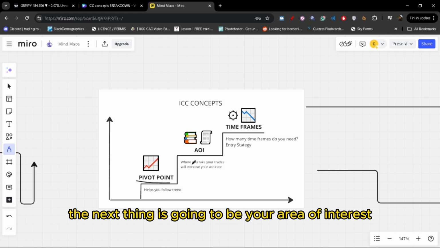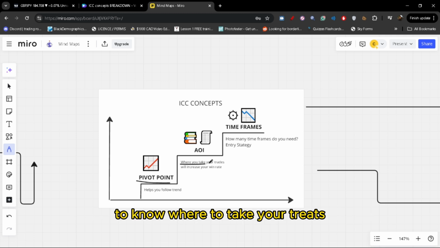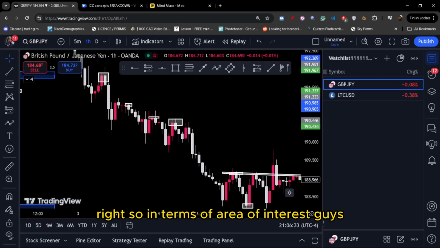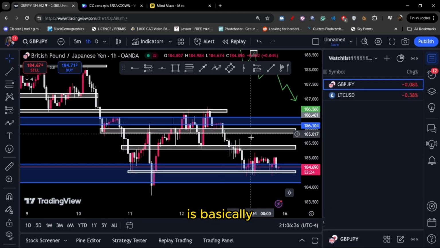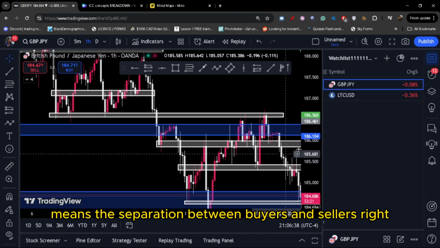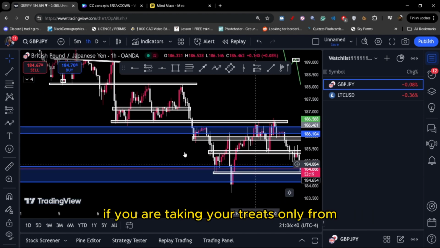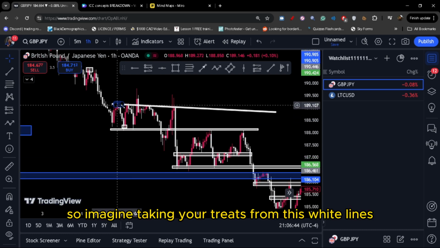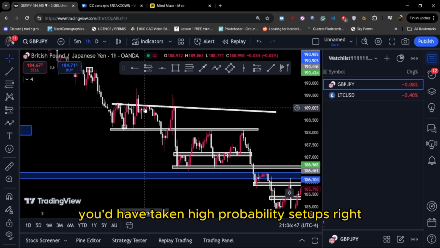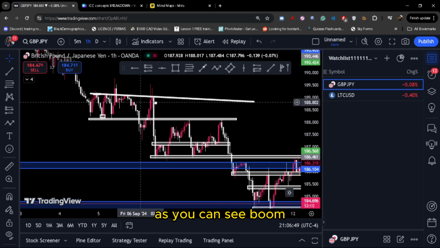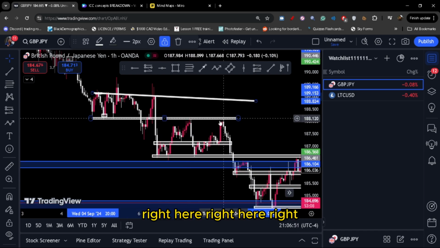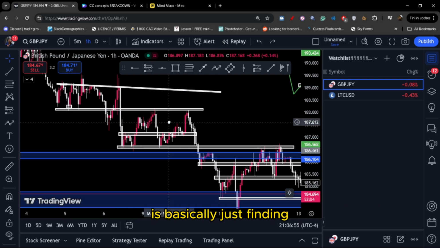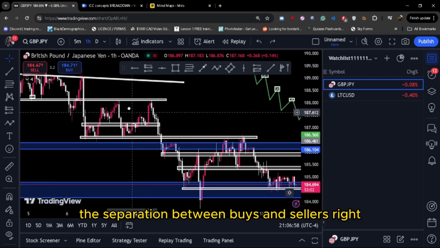Now the next thing is going to be your area of interest. This is going to help you know where to take your trades, and it will help you increase your win rate. In terms of area of interest, guys, it basically means the separation between buyers and sellers. Imagine you are taking your trades only from the white lines. Taking your trades from these white lines, you'd have taken high probability setups. As you can see, boom, right here. Essentially, how you find your area of interest is just finding the separation between buyers and sellers.